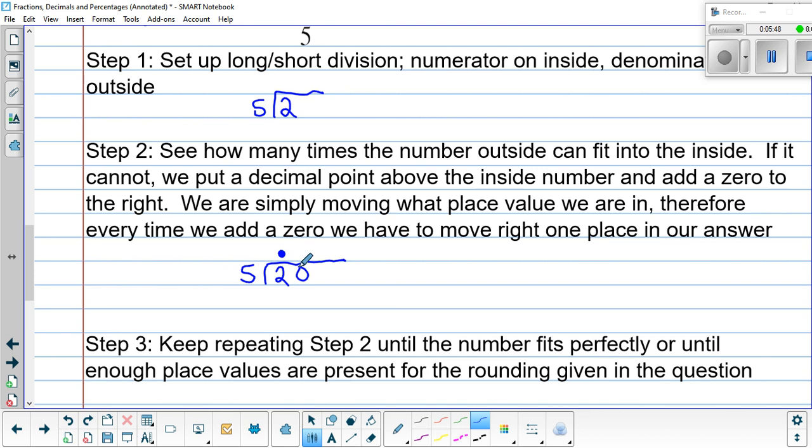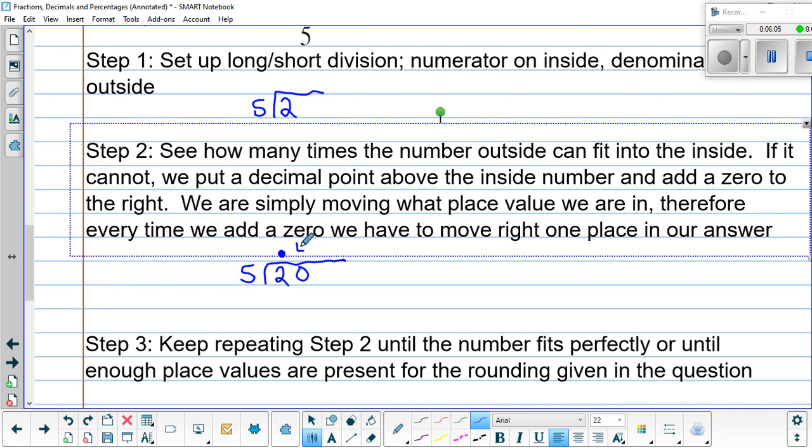Now, we've moved over, so we're not actually trying to fit into 2, we're trying to fit into the next number. So we can fit into that, because now we can fit into 20. So that's the whole point. It allows us to go into the decimal places. So we have 5. How many times does it fit into 20? Well, it fits 4 times. And we have nothing left over. So that's our short division.